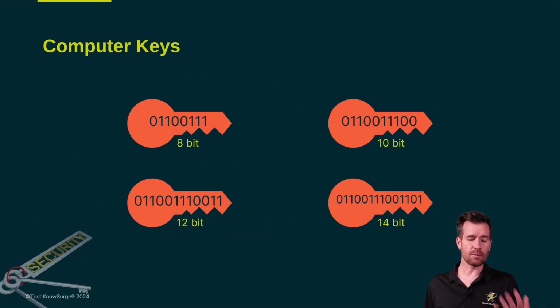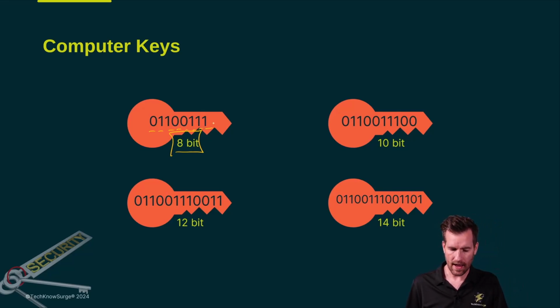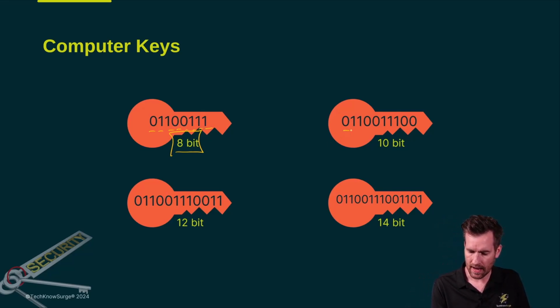The keys on your computers are actually going to look a little different. Computers use binary numbers, so we measure these keys in how many bits, and a bit is either a 1 or a 0. So in this case right here, we've got 1, 2, 3, 4, 5, 6, 7, 8. So we have 8 positions here. Here we have 10 positions, so 3, 4, 5, 6, 7, 8, 9, 10.